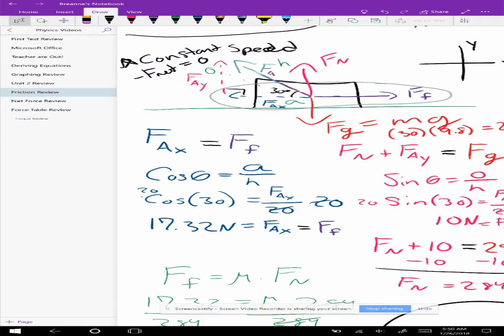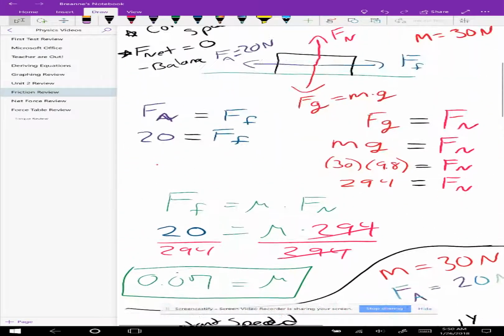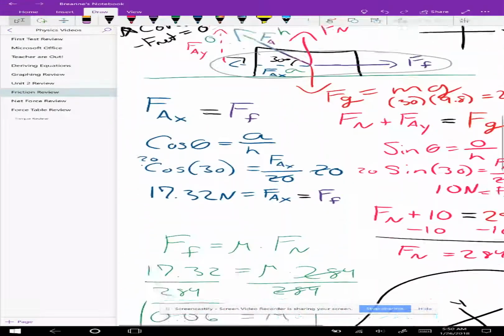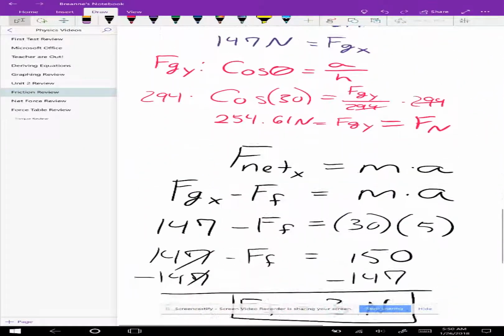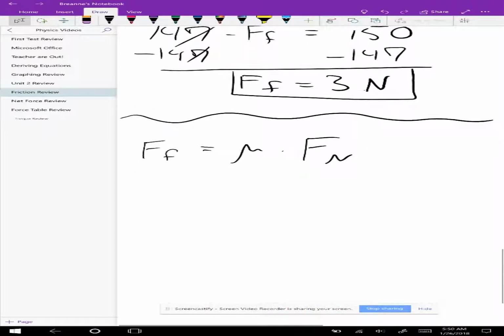And try a couple of these practice problems. And don't forget the really simple ones on your homework, like the first two. It's mu times normal force. It really is that simple.